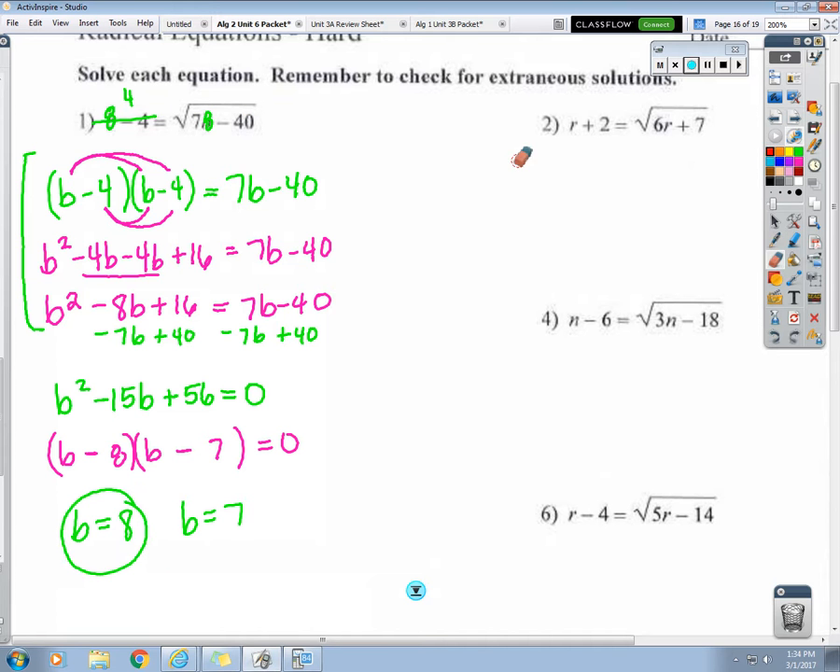Now let's plug in 7 to make sure it works. If I plug in a 7 over here, 7 minus 4 becomes a 3. If I plug in a 7 over here, 7 times 7 is 49. 49 minus 40 is 9, and then the square root of 9 equals 3. So both of them work. Neither one of them is extraneous. Any questions? Do you see, though, how nothing we did is new material for you? It's just combining it all?